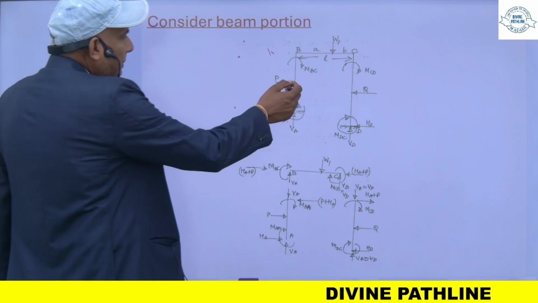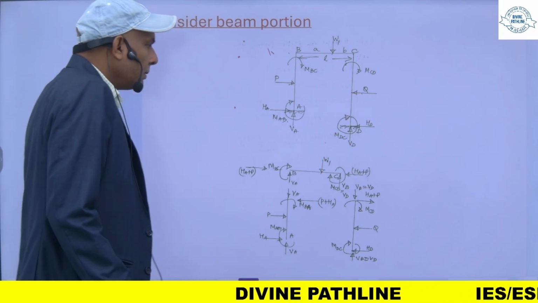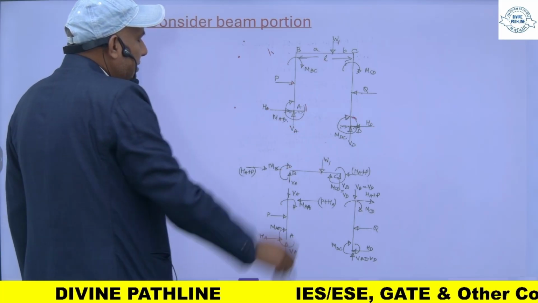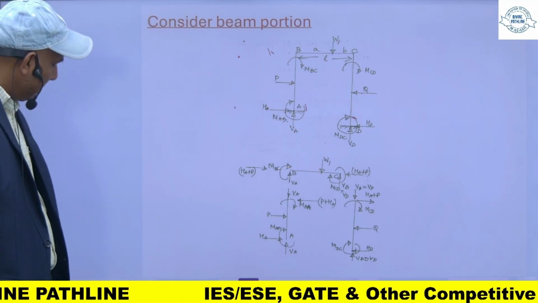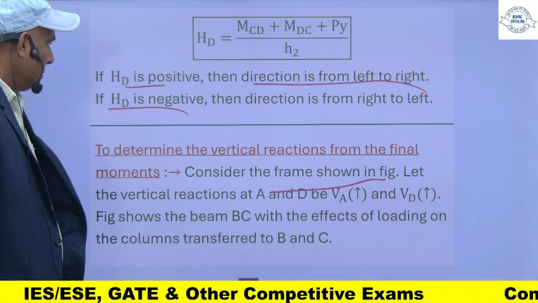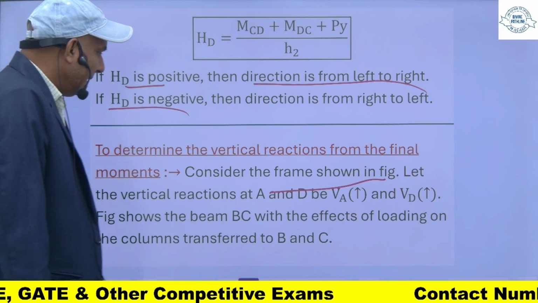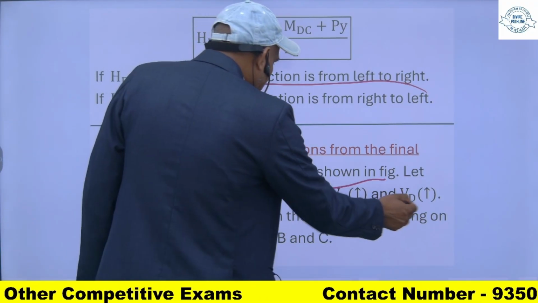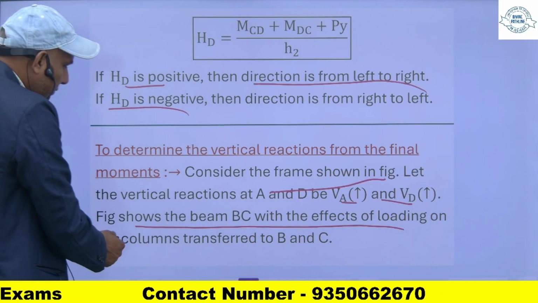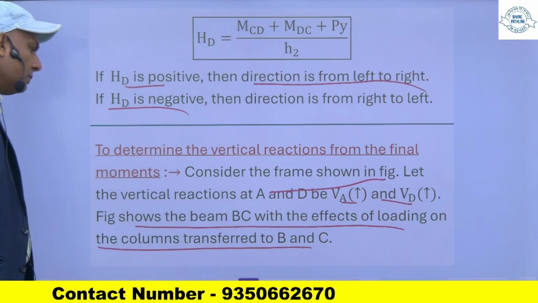ये P लोड यहां पर लगा, ये Q है. ये MAB, MCD, HA, SD है. हमें वर्टिकल रिएक्शंस निकालनी है. So, vertical reactions at A and D, this shows the beam BC the same effect of loading to the column, transferring to the BC and C.